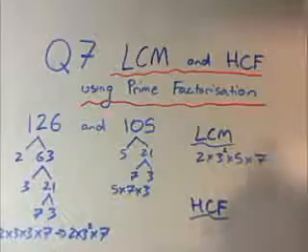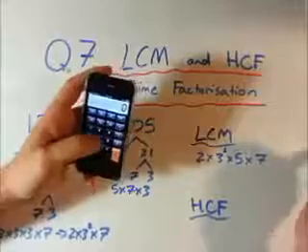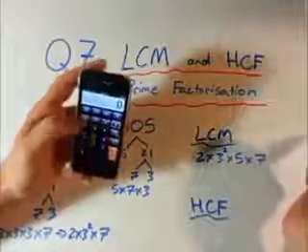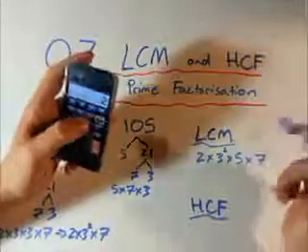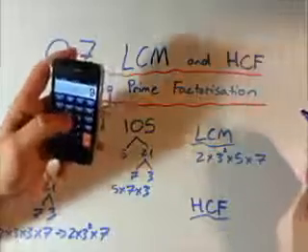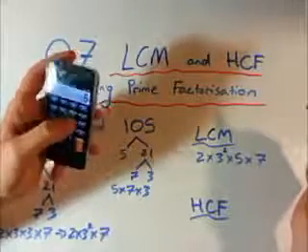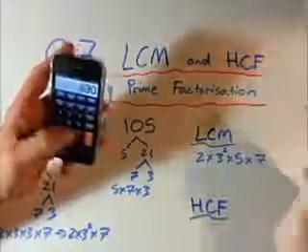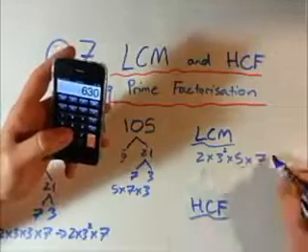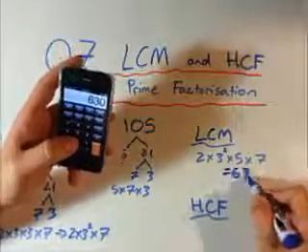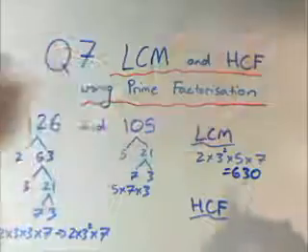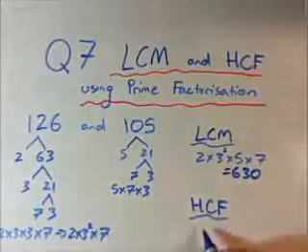Okay, I won't do this in my head and write it out. I'll whip my phone out here and we'll go 2 times, now 3 to the power of 2 is 9, so I'll just go ahead and do that, times 5 times 7. So lowest common multiple equals 630.